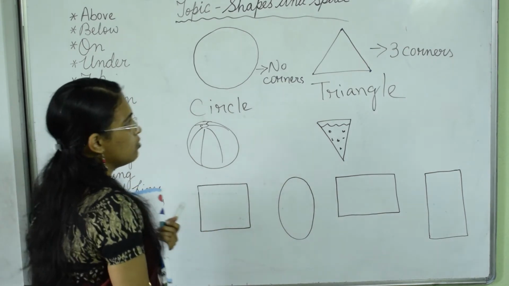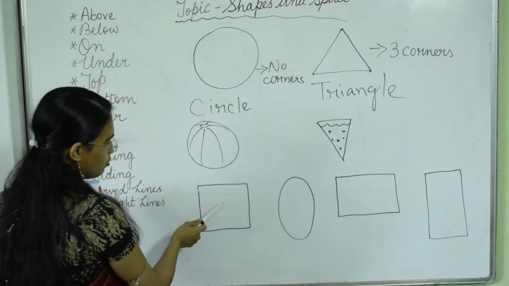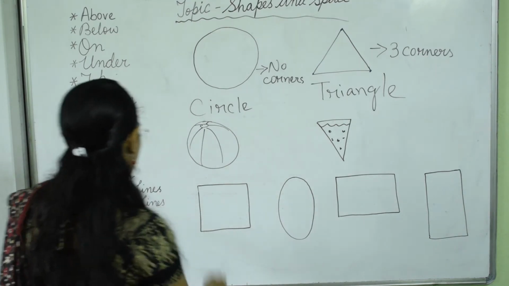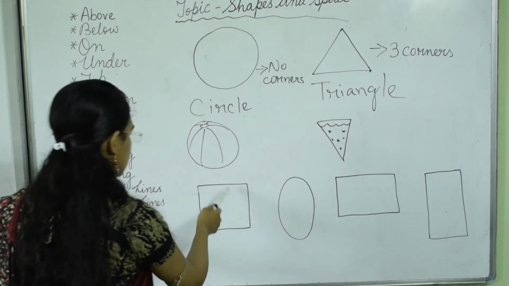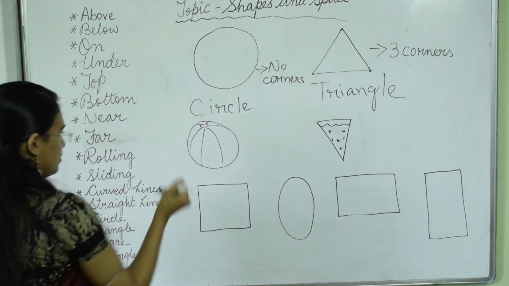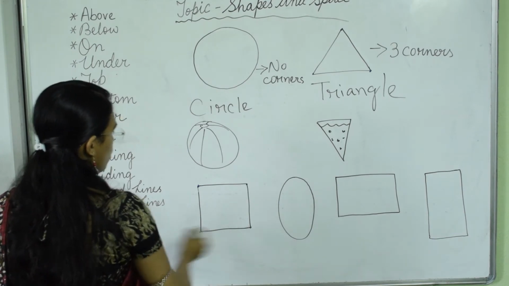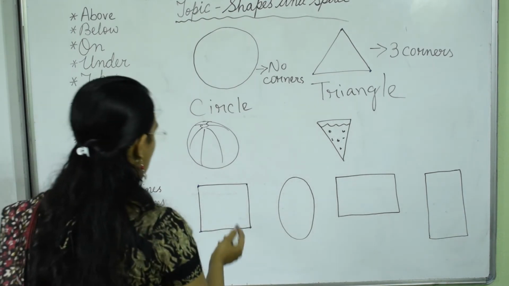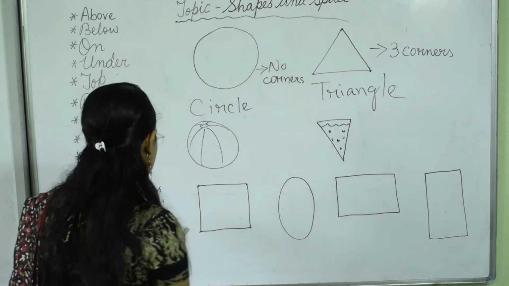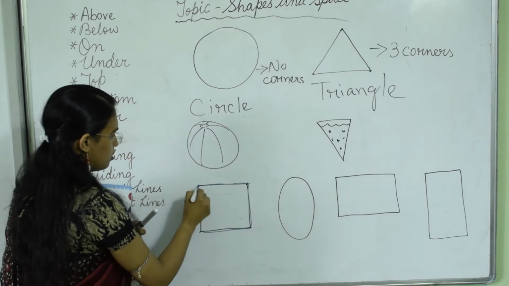Okay, now after circle and triangle, which shape is this? This is a square. So how many corners are there in a square? 1, 2, 3, 4. There are 4 corners, right? 1, 2, 3, 4. So there are 4 corners, and how many sides are there? 4 sides. 1, 2, 3, 4.